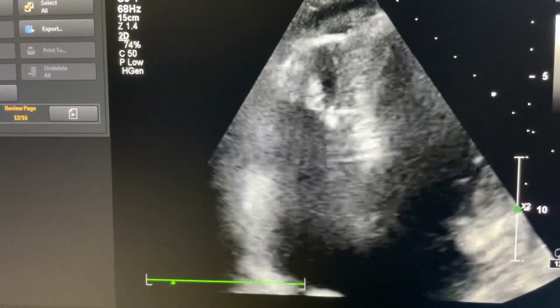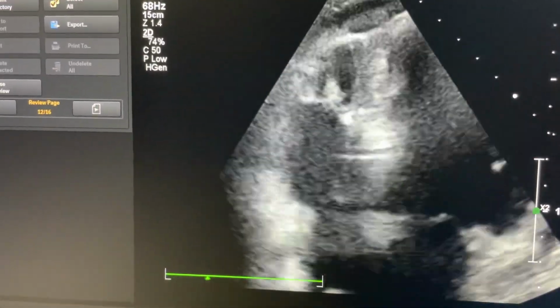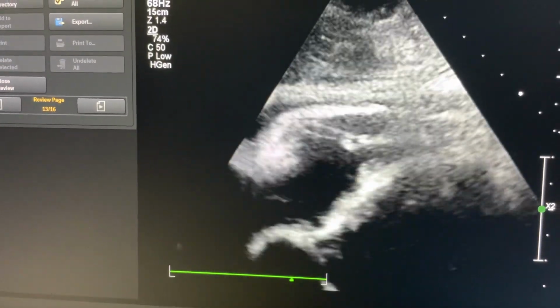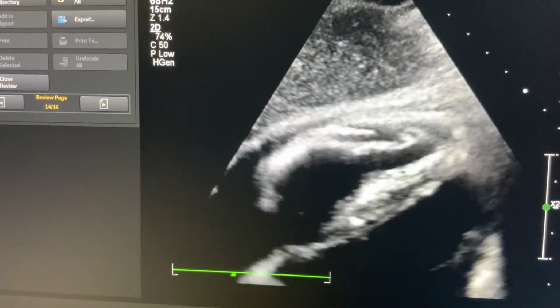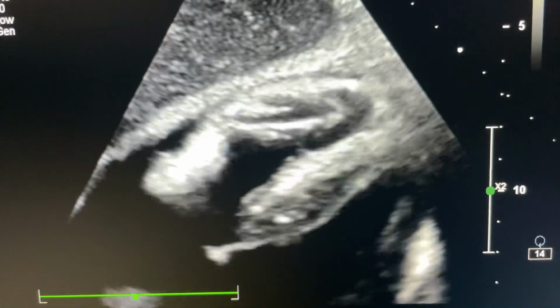So this is the case of right ventricle myocardial infarction. Here the left ventricle does not have any regional wall motion abnormality. So this is isolated case of right ventricle myocardial infarction.